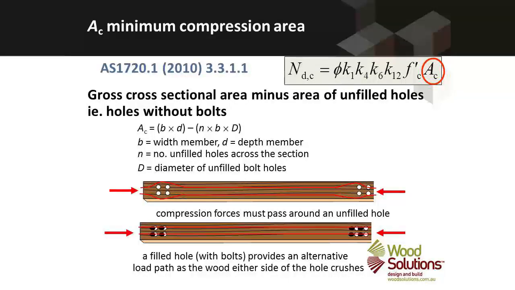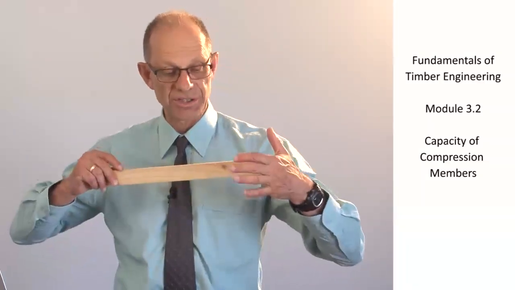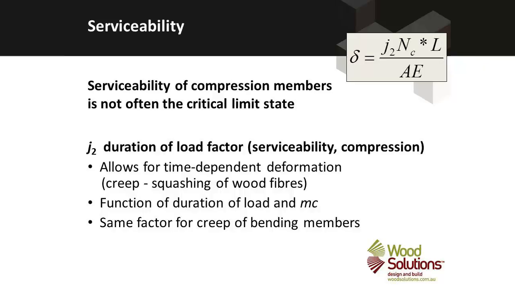So the compression capacity is phi factor times k1, k4, k6, k12, which is the buckling factor for compression members, f'c, the compression strength, and the compression area, which is the gross area minus any unfilled holes. Finally, with serviceability. Again, elastic serviceability can be calculated. If we have long-term loads, we take account of those long-term loads by using the j2 factor. But again, the shortening of a compression element is very, very small. And so it's rare that the serviceability limit state governs the design of compression elements.